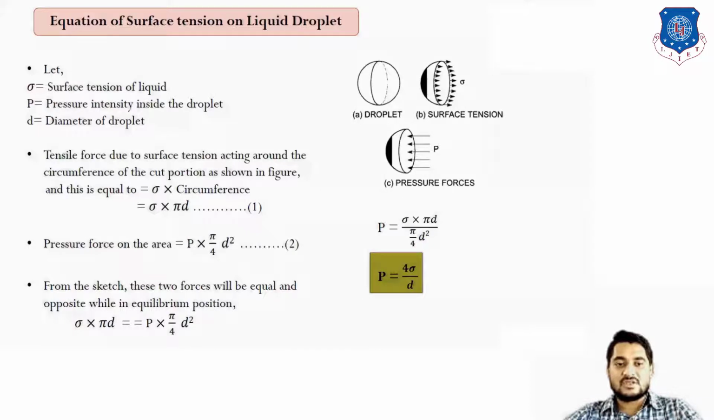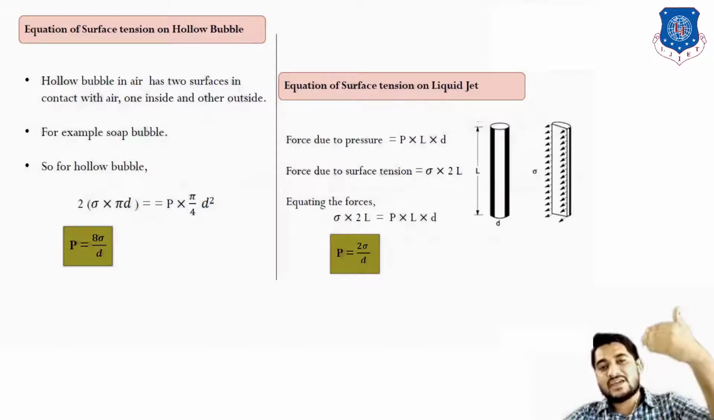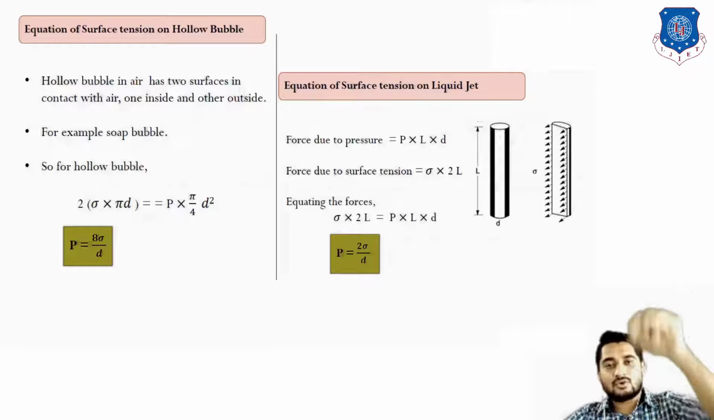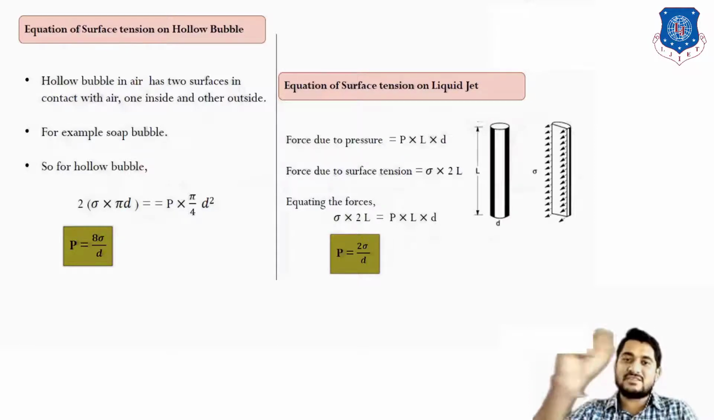Clear? So next, the equation of surface tension for the hollow bubble. Now consider a liquid droplet as a single sphere, and a hollow bubble or soap particle. For a hollow bubble, we have to consider the thickness as very much less. So this is one and this is second.